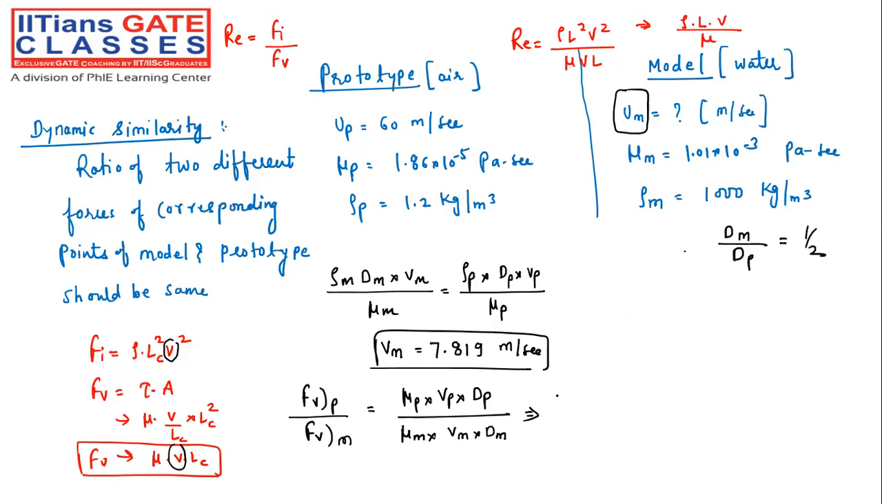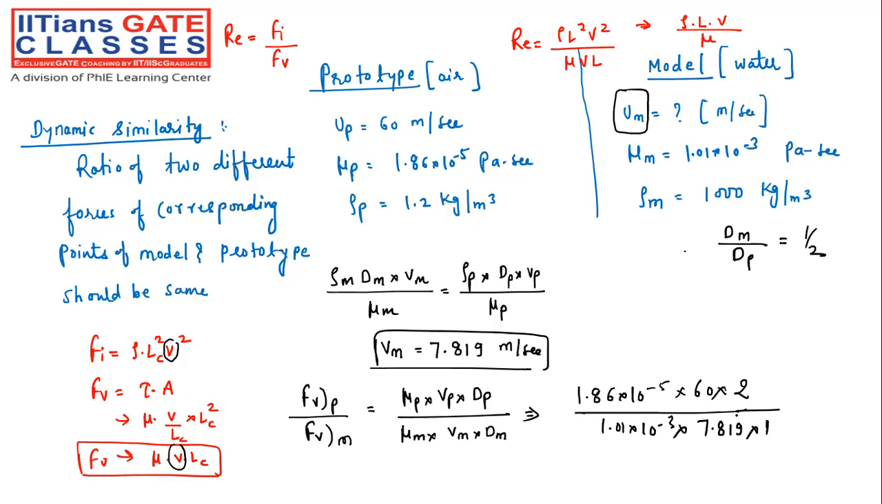Let me just remove this particular part. So mu p will be what? 1.86 into 10 power minus 5. Vp will be what? 60. dp by dm will be what? 2. What about mu m that has been given, 1.01 into 10 power minus 3. Vm that has been given, that was already calculated as 7.819, and dm, you know that is 1, because 2 by 1 we have taken directly.